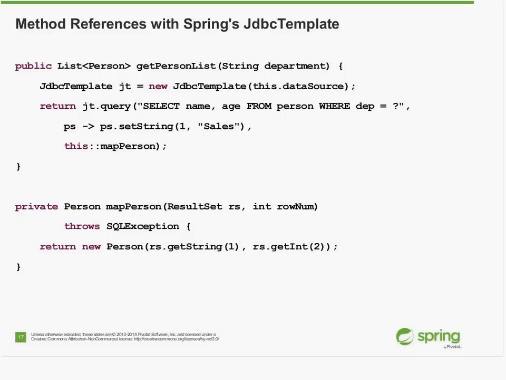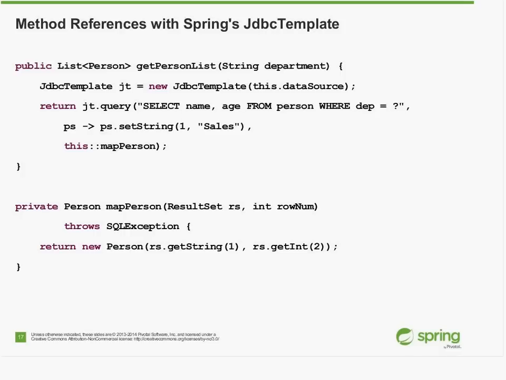So the map person method, in terms of its method signature, is kind of compatible with a row mapper. Remember the row mapper? Results are coming in, row num coming in, and an object being returned. This method basically follows the same convention. The compiler actually enforces this.